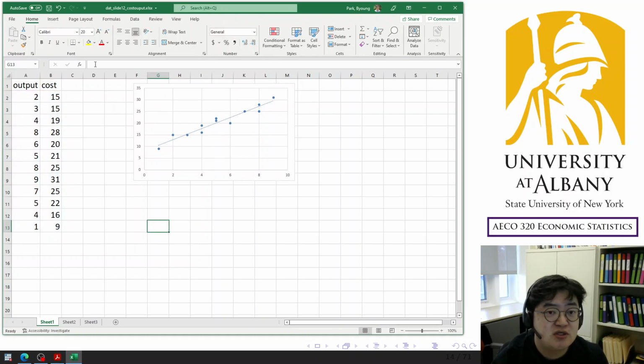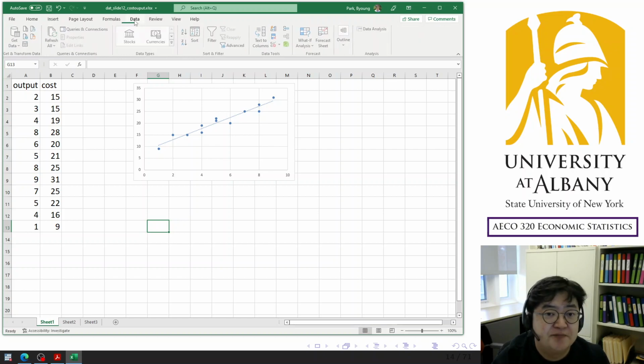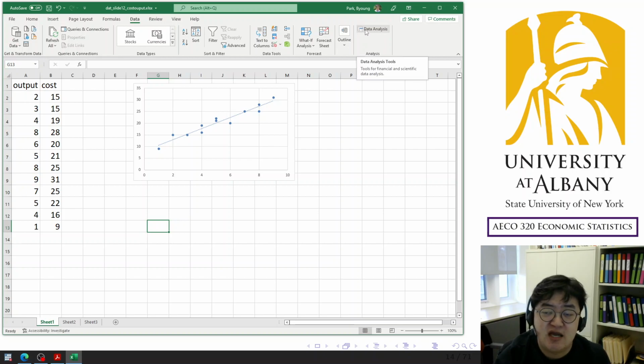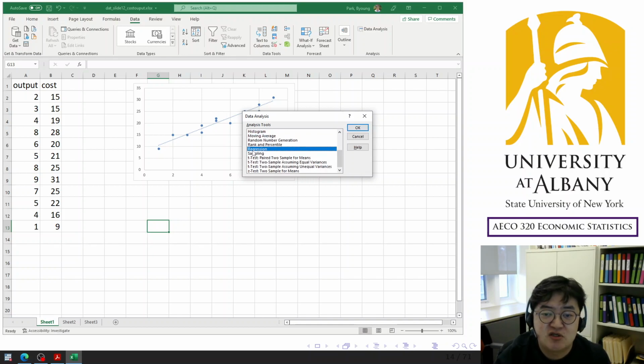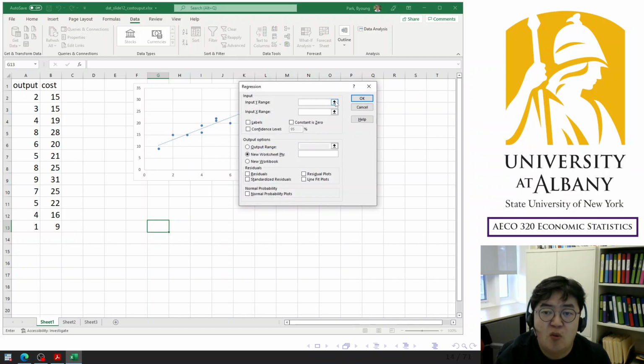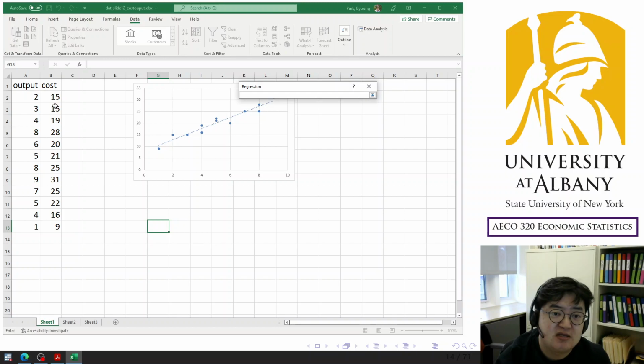And now I'm going to show you a regression toolkit. Go to the Data tab, and click Data Analysis Tool. And then here find Regression. Here I click Regression, okay? And Y. So remember, Y is the outcome that is generated based on X. So that is cost.